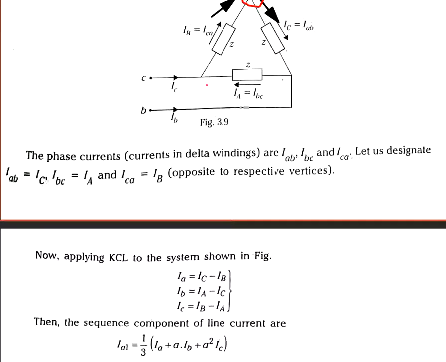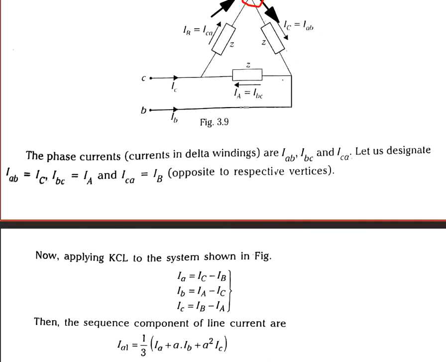Similarly, apply it for Ic. You designate outgoing current as positive and incoming as negative, then you will get it easily. Find out Ic. Ic plus Ia equals Ib. Now Ic equals Ib minus Ia, because this is incoming; when you shift it from the RHS it becomes negative.